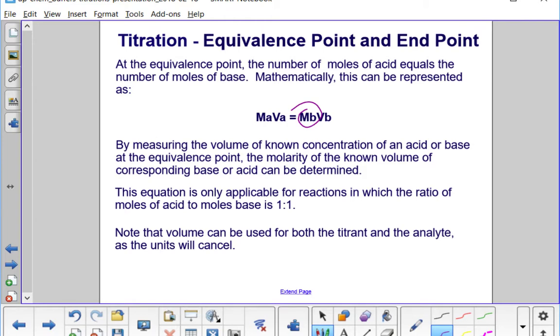This equation is only applicable for reactions that have a 1-to-1 mole ratio, moles of acid to moles of base. And so volume can be used for both the titrant and the analyte because the units will cancel. So when we don't have a 1-to-1 mole ratio, we'll look in a few minutes at what we have to do to take that into account.